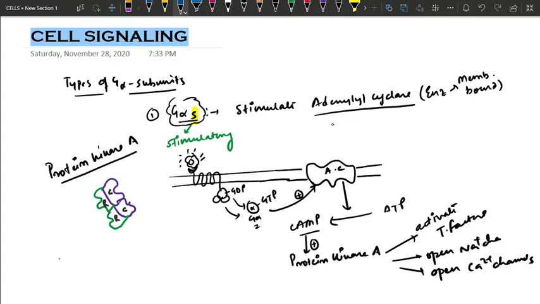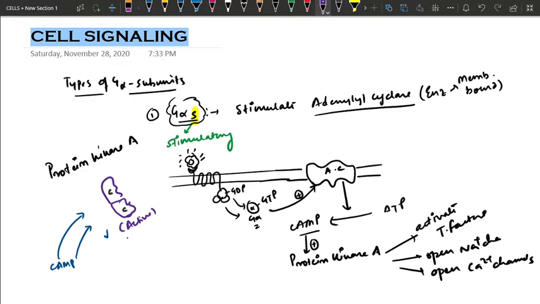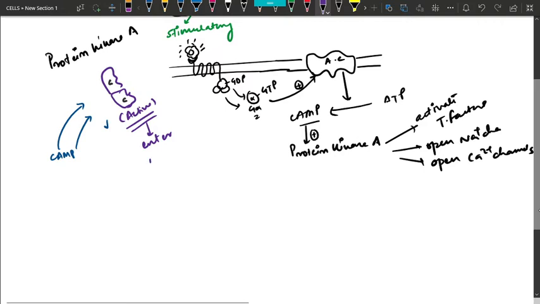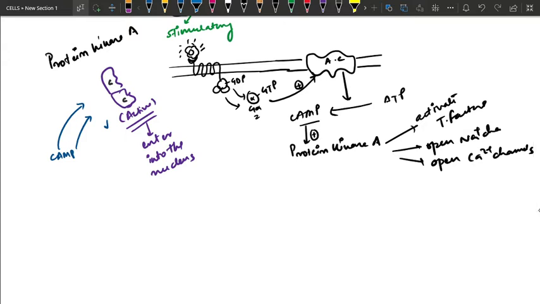Now when cyclic AMP binds with the regulatory subunits, these regulatory subunits actually fall off. As a result, only the catalytic subunits are present, like this, and this is the active form. Now this active form, the catalytic subunit of the protein kinase A, actually enters into the nucleus. And what do they do? They actually phosphorylate a particular protein. This is a kinase, so it will phosphorylate a protein known as CREB.